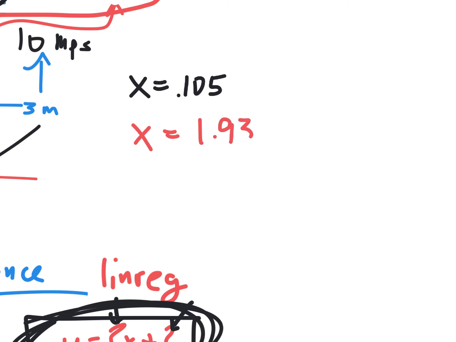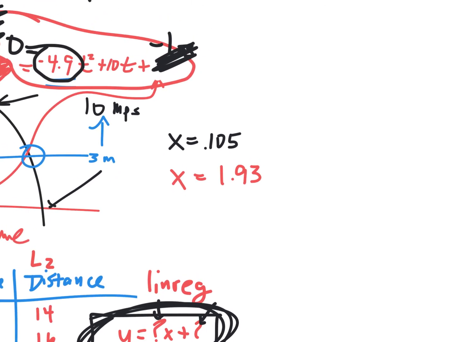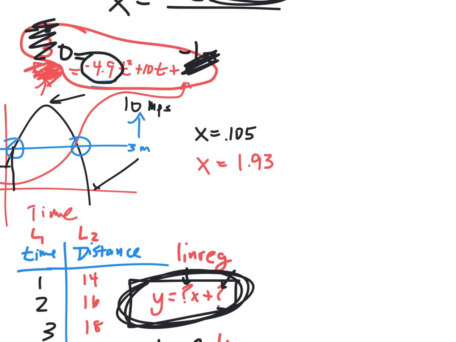Anybody verify 1.93-ish? Yeah. Okay, good. All right, so that was using the quadratic formula. You'll have to be able to do something like that. And how is it like our lab?